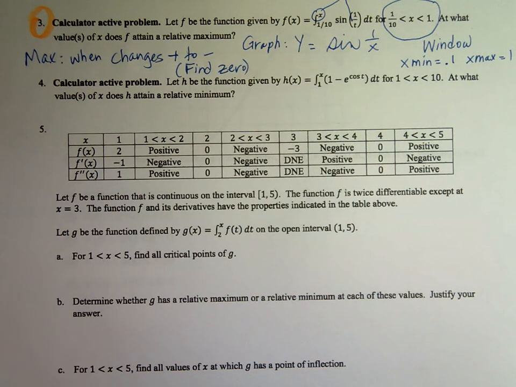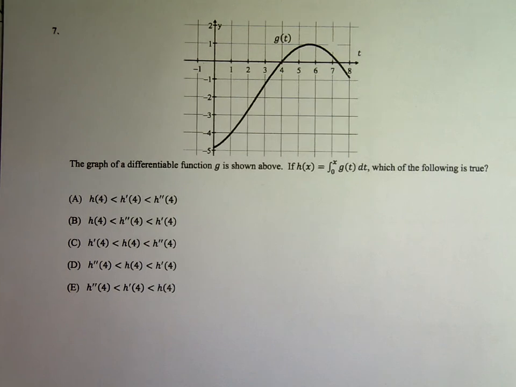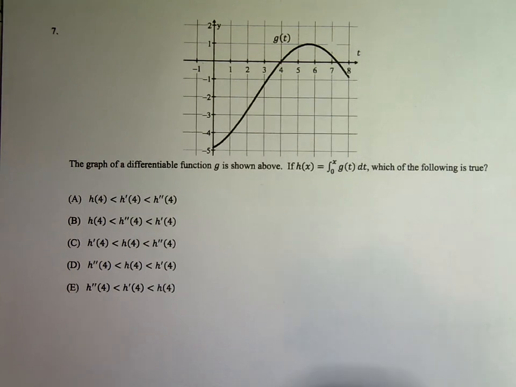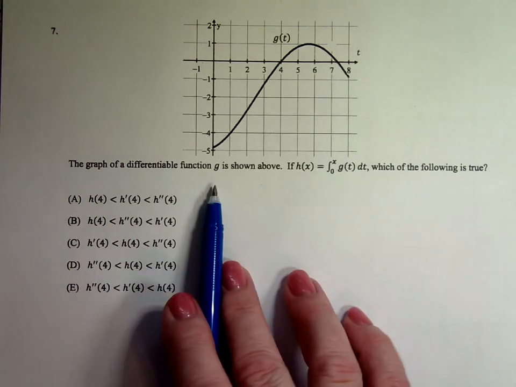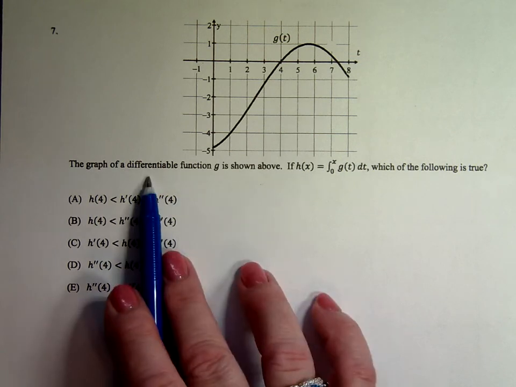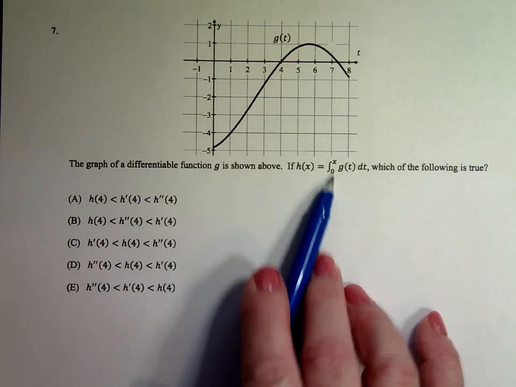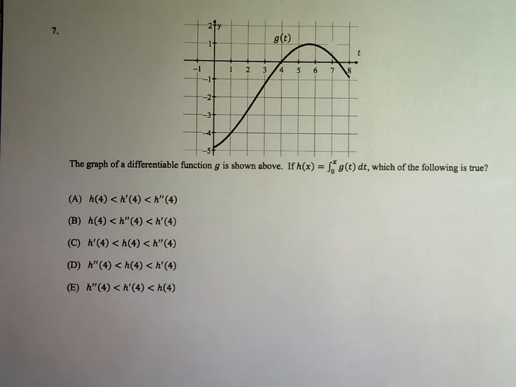And then finally, the last one, I really mean it this time. Number 7. This is a very popular AP question. I'm looking at this thing, and I can see that the graph is of a differentiable function g, shown. If h of x equals the integral from 0 to x of g of t dt, which of the following is true?